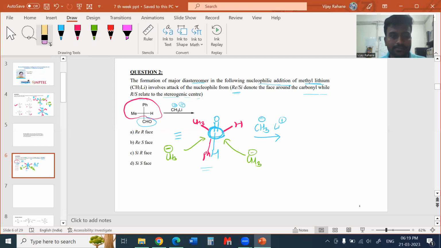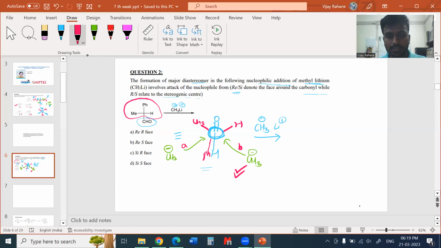So in the path A, there will be attack from the side of methyl, right? Attack takes place from the side of methyl. So if attack takes place from this side, there will be a steric hindrance due to this bulky methyl group. But if attack takes place from path B, this side is the side of the hydrogen, and that time the steric repulsion is less as compared to the side of methyl, right? So the attack from this side is the preferred one.